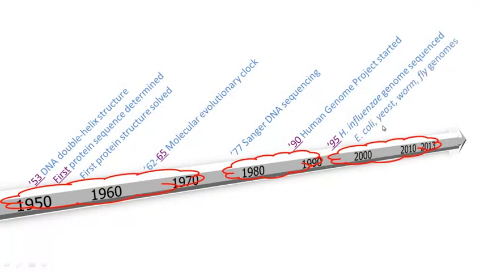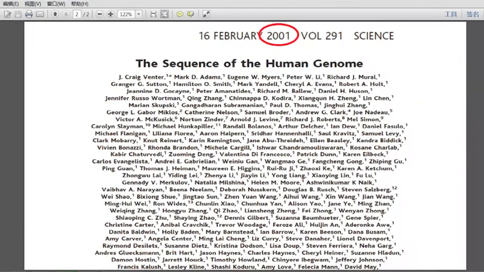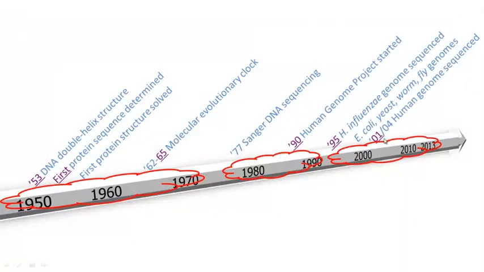In the next few years, the genomes of E. coli, yeast, C. elegans, and Drosophila were sequenced. In 2001, the exciting moment finally arrived. The draft sequence of the human genome was published in Nature and Science concurrently. The complete sequence was published in 2004. In 2005, the 454 sequencing technologies started the era of next-generation sequencing.